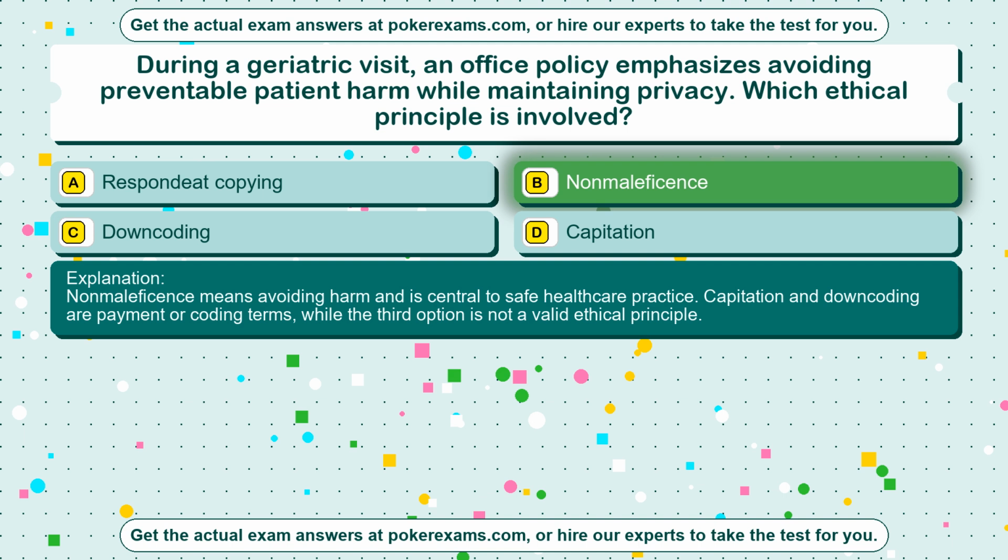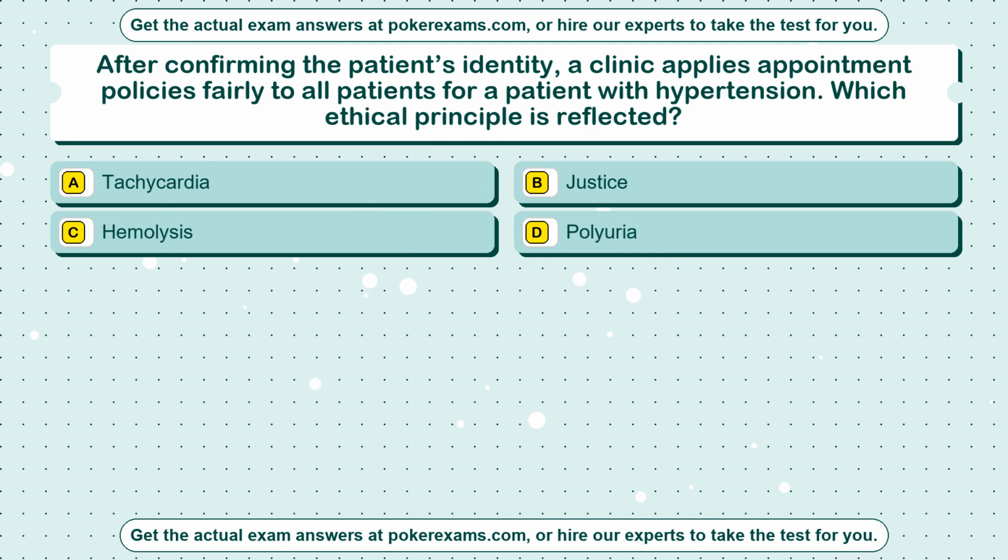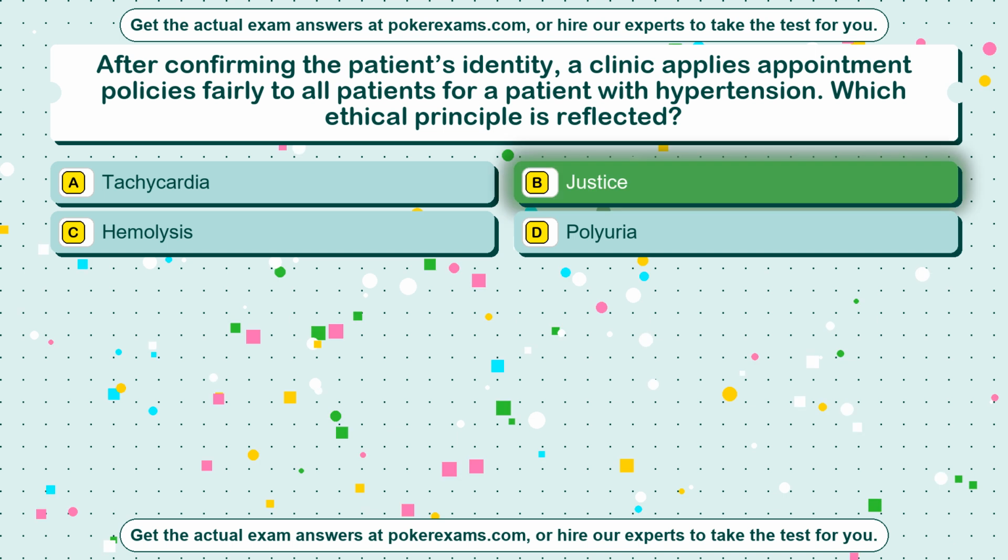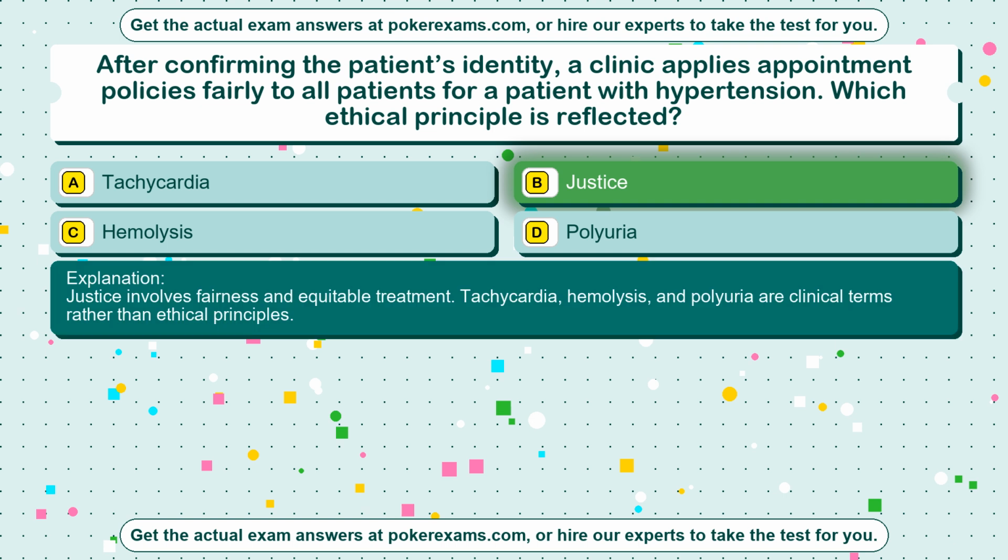principle. Question 87. After confirming the patient's identity, a clinic applies appointment policies fairly to all patients for a patient with hypertension. Which ethical principle is reflected? Option A, tachycardia. Option B, justice. Option C, hemolysis. Option D, polyuria. The correct answer is option B, justice. Justice involves fairness and equitable treatment. Tachycardia, hemolysis, and polyuria are clinical terms rather than ethical principles.